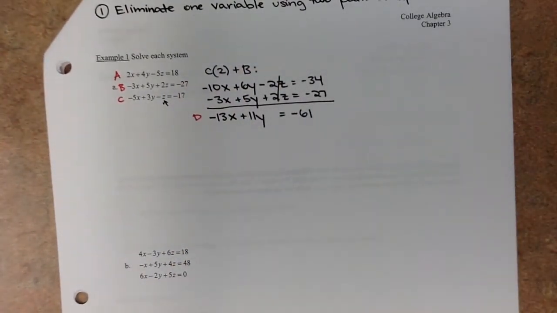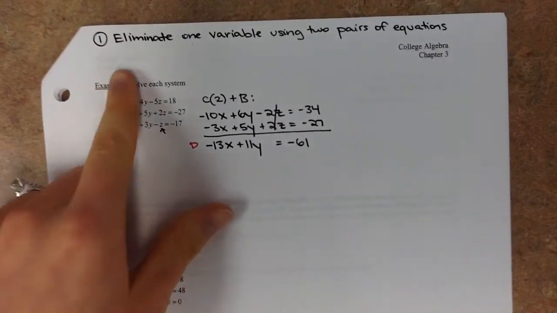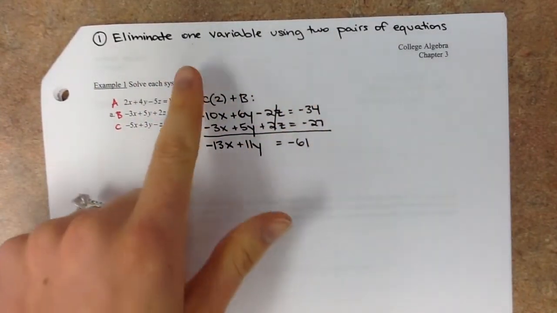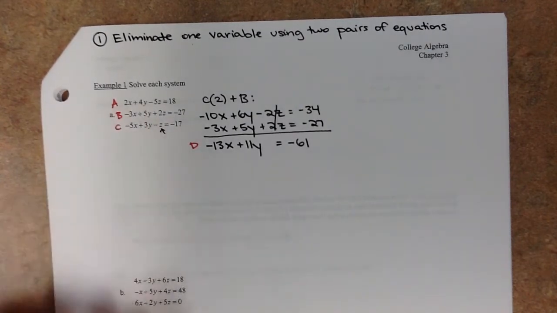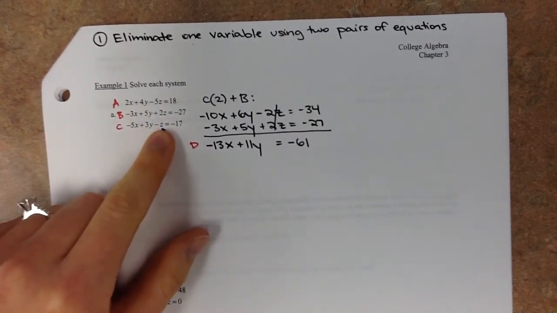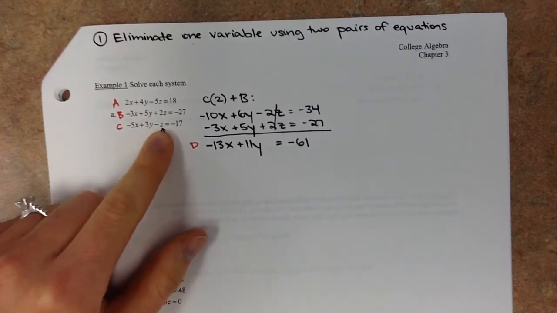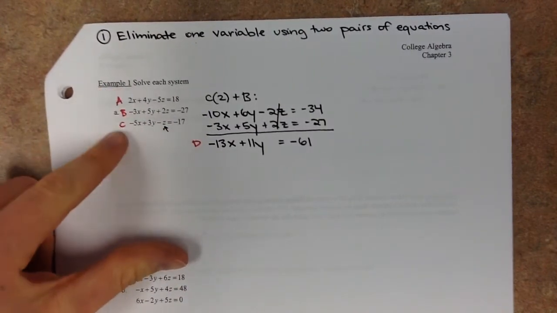Okay, so we're not quite done with step 1 because it said to use 2 pairs of equations to eliminate one variable. So I need to use another pair of equations that will also eliminate the z. In step 1, it's very important that both of your combinations eliminate the same variable. So I already used B and C. And I told you guys I really like using this equation C because the z is by itself. So I'm going to do some sort of combination of A and C.